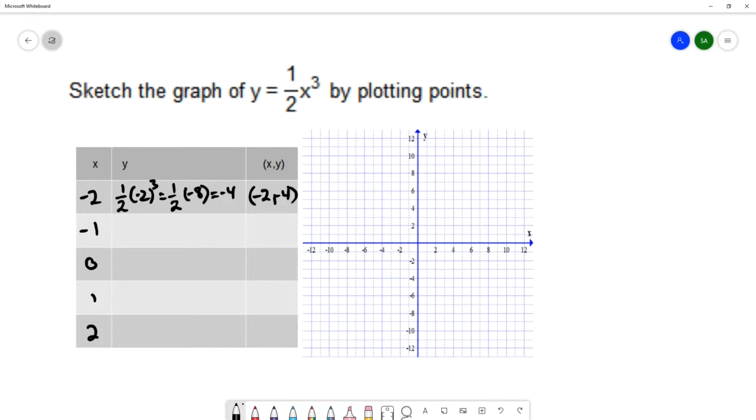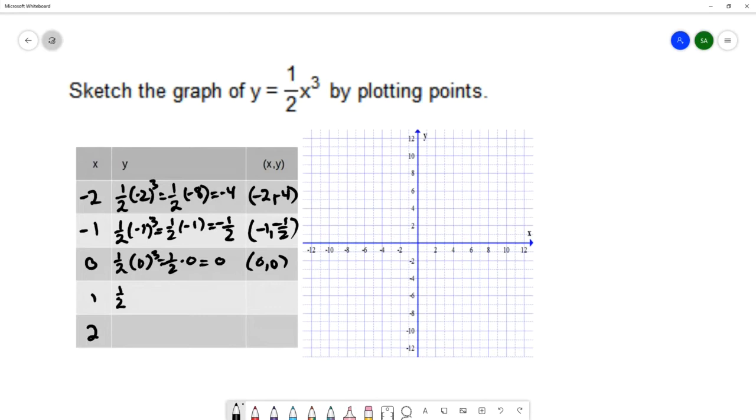I'll do the same thing with all of the other x values I've chosen. 1/2 times -1 cubed. Apply the exponent, -1 cubed is -1, and half of -1 is -1/2. So we have the ordered pair -1 and -1/2. And we have 0, 1/2 times 0 cubed is 1/2 times 0, which is 0. So we have the ordered pair 0, 0.